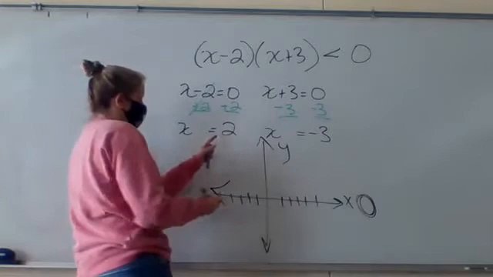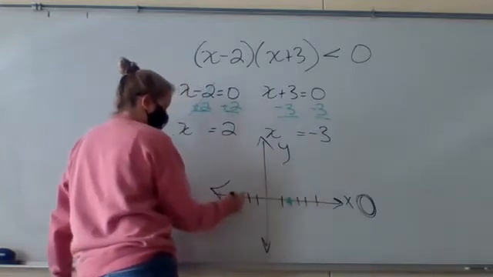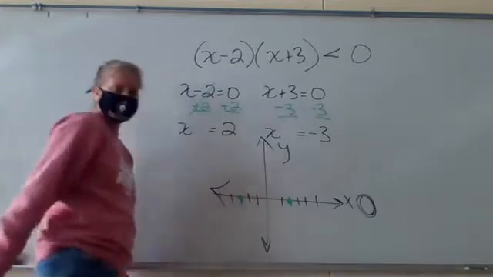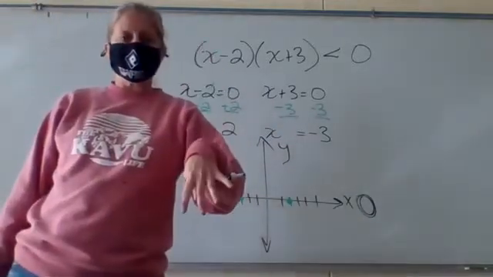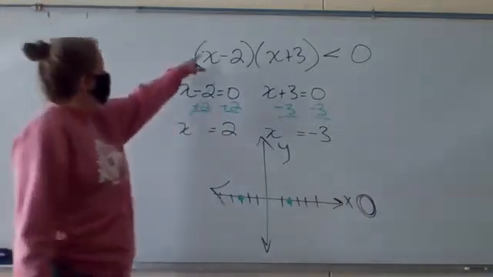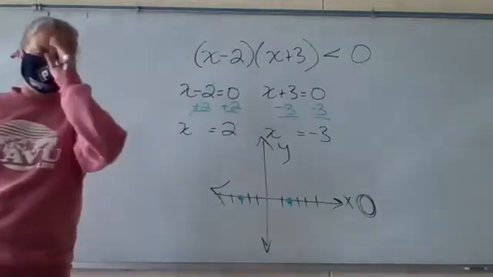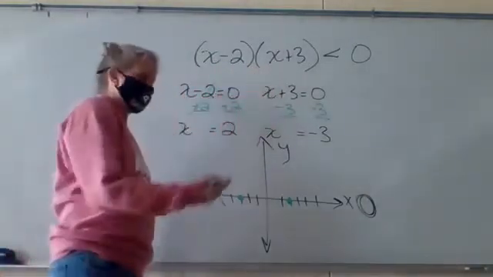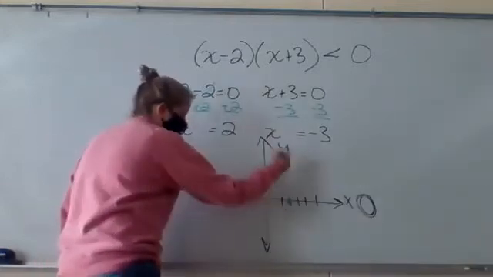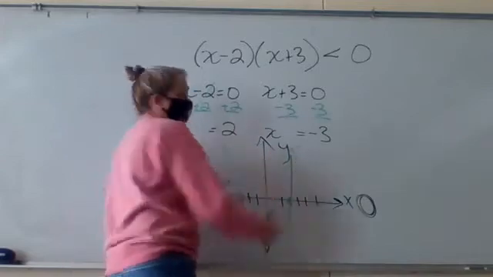It's going to cross through the x-axis at positive 2 and at negative 3. Now all I need to know is, is it regular, right side up, or is it upside down? If you multiply these x's together, are you going to get a positive x squared or a negative x squared? Well, x times x is positive x squared. So all I need to know, I don't even know how far down it goes or anything, I just need to know that it is right side up.